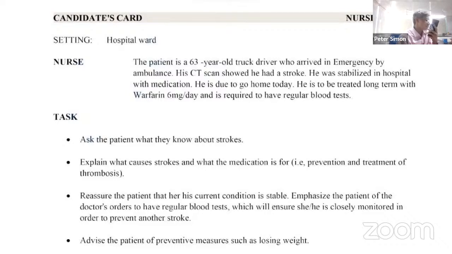You are right, nurse. I was informed by the doctor. In fact, I do not have any idea about stroke. I was shocked when I heard about it. How is that possible?